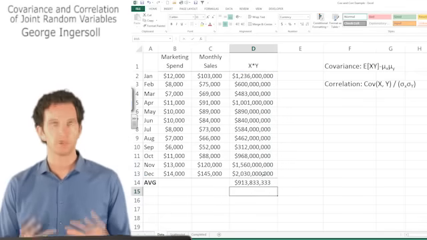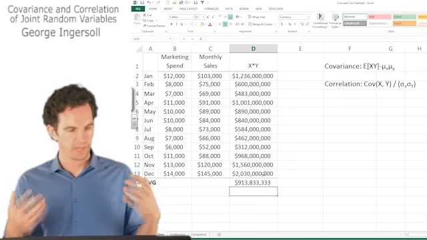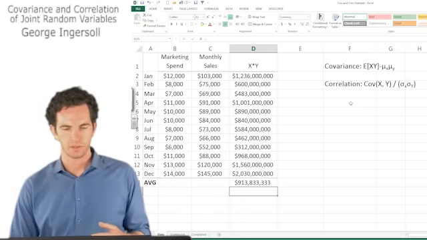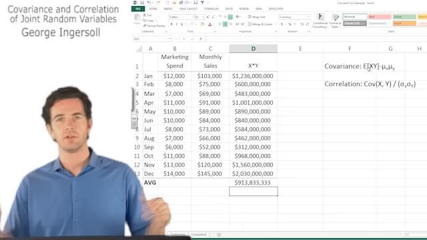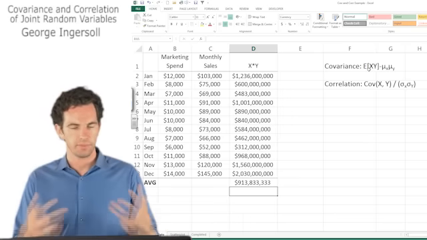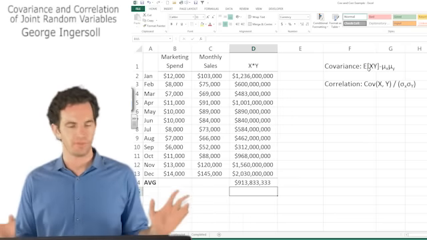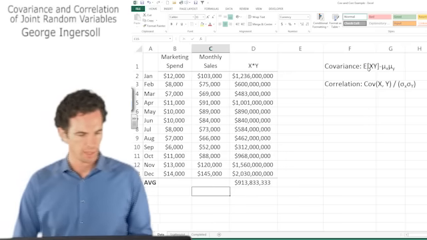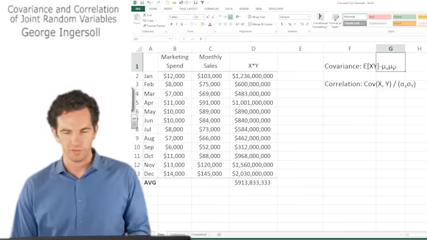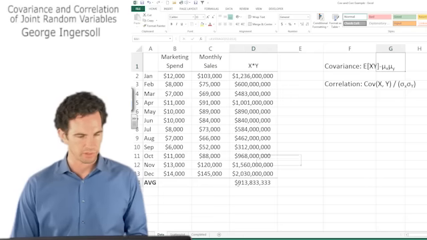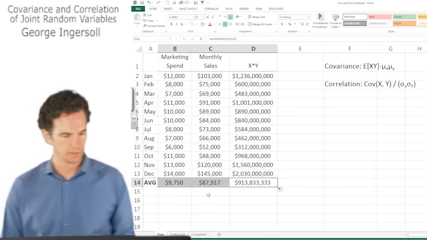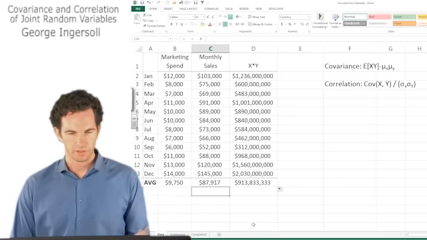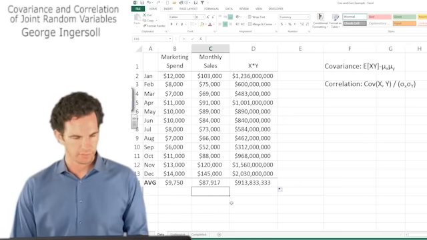Okay, so this is my expected value of x times y, monthly spend times monthly sales, right? That's the first part of my equation. It's just the average of each of the multiplications of those two data points, the values that are associated with each of the data points. But now I actually need the average of x, and I need the average of y as well, so we'll just drag this over. So far, so good.